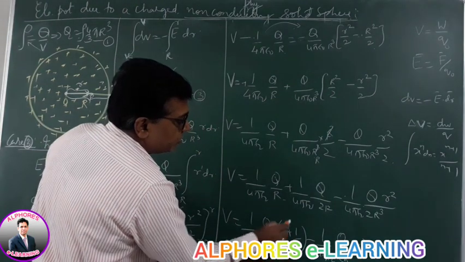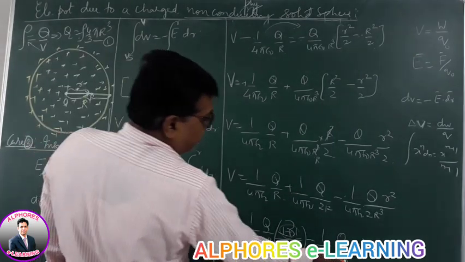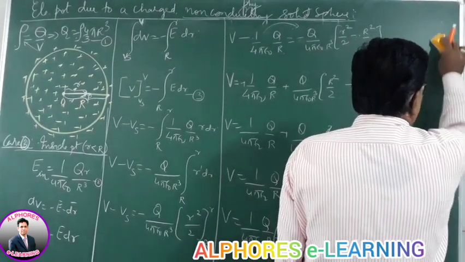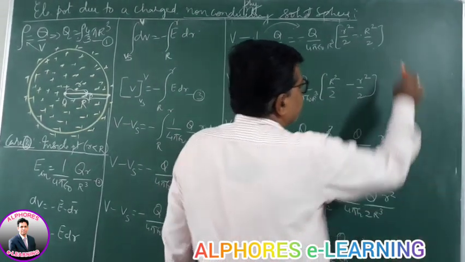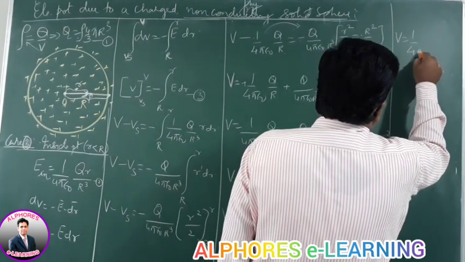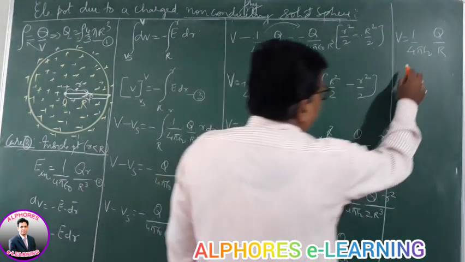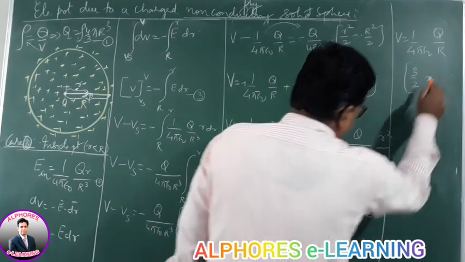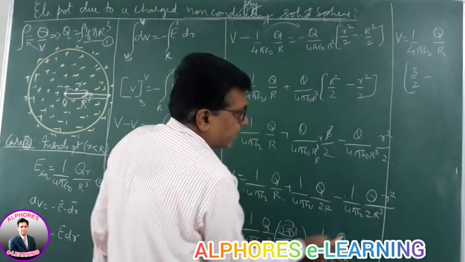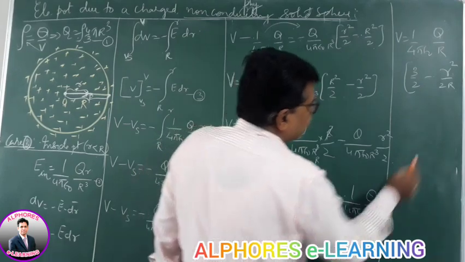Then 1 plus 1 by 2 is 3 by 2. This is 3 by 2. Now from these two, let me take 1 by 4 q by r common out. So therefore I will get the final formula as, the potential V is equal to 1 by 4 pi epsilon naught capital Q by r common, so 3 by 2 bracket 3 by 2 minus, now in this term 1 by 4 will become capital Q by r, r is taken inside, so it is r square by 2 capital R, 2 r square it is.